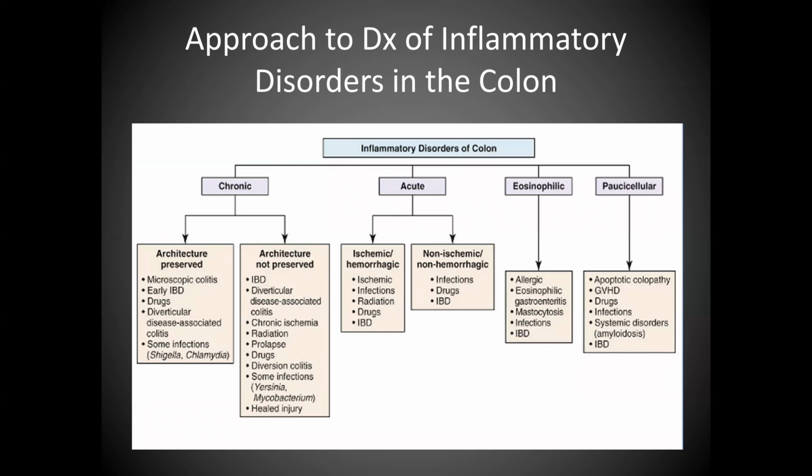So that would leave us with a number of options. Here are a couple of pathways to think about. With chronic inflammation in the colon, you can think about preserved or not preserved architecture. Same with acute. Is it ischemic or hemorrhagic, or is it not hemorrhagic and ischemic? Eosinophilic and so-called posicellular. Now, these are the differentials to consider with these various patterns, but one thing I want you to note is that IBD occurs in every single box on this list.